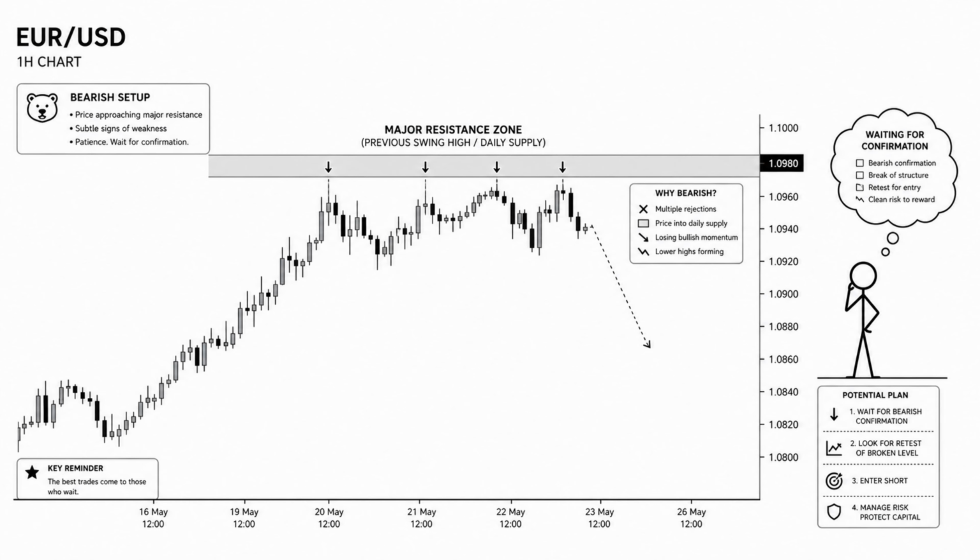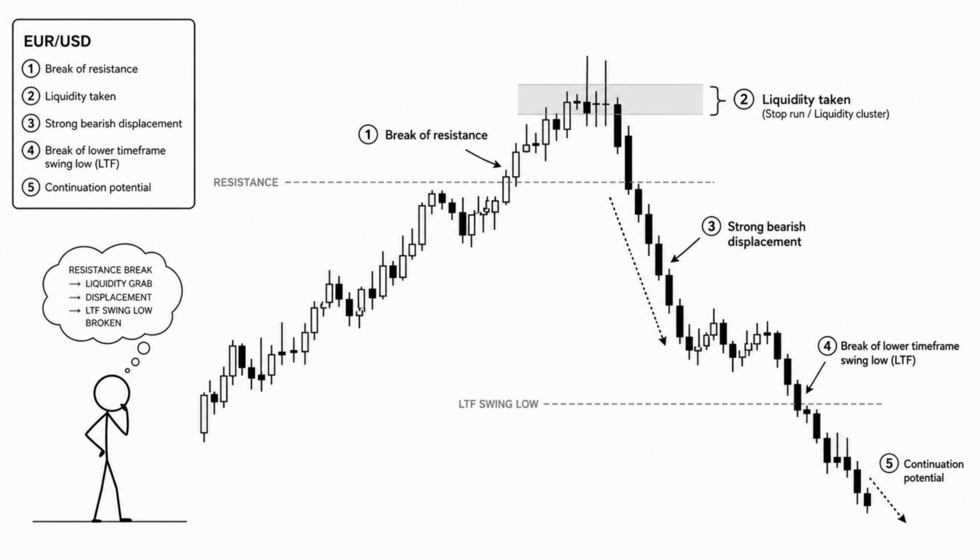Let's walk through a hypothetical bearish example from beginning to end. Imagine euro to US dollar approaches a major resistance area on the 1-hour chart while price has already started showing signs of weakness. Instead of selling immediately, you wait for price to reveal what it wants to do around that resistance. Price then pushes above the obvious swing high, triggering liquidity above the resistance. A few candles later, price falls sharply back below the level and creates strong bearish displacement.